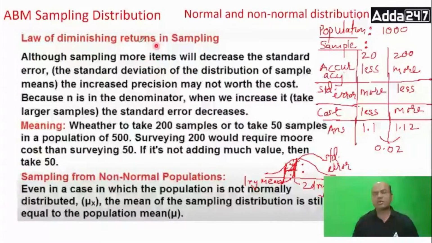Suppose, let me give you this example. The population is 1000. Pay attention, everyone. Population is 1000. Suppose the sample, I take 20 samples, or in the second case I take 200 samples. Pay attention. So I take 20 samples or I take 200 samples.